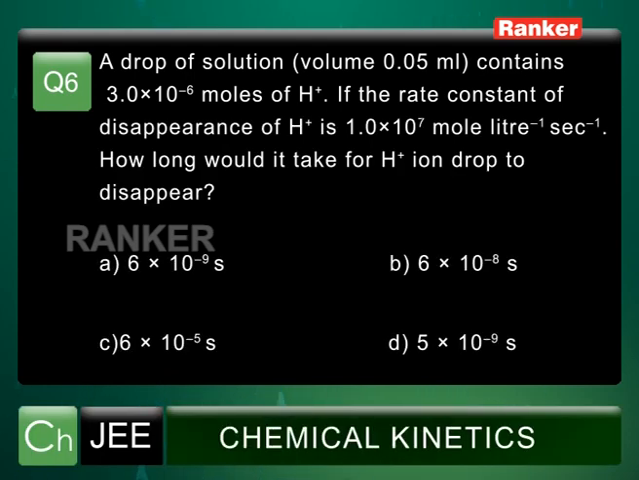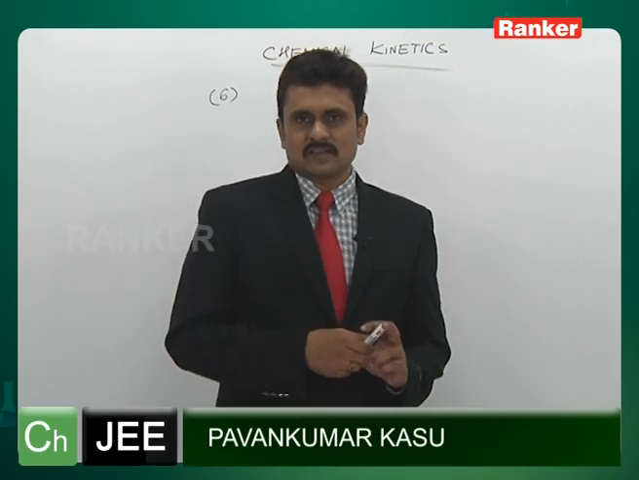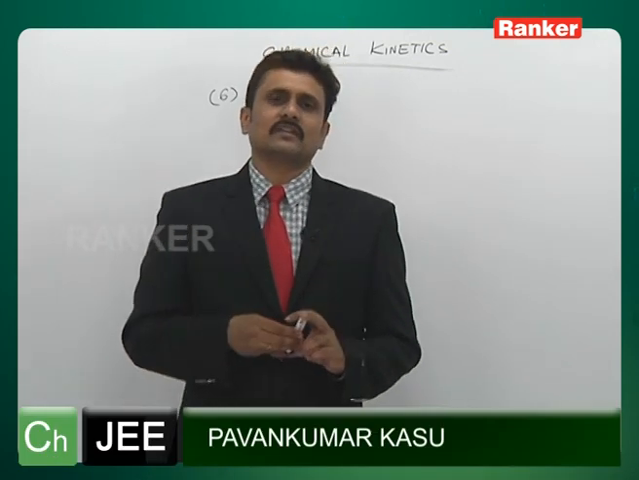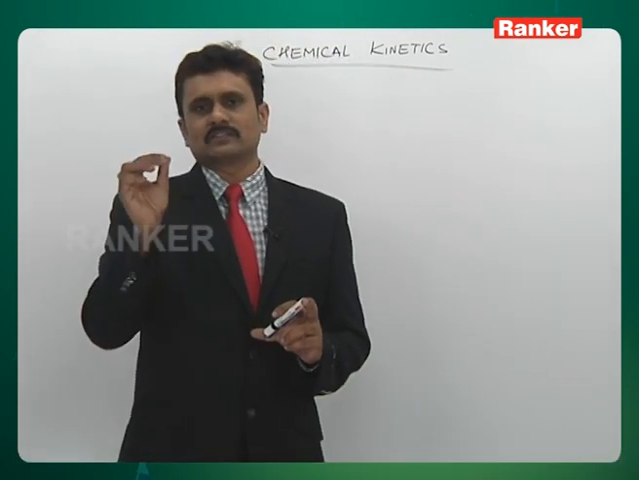We have a drop of solution whose volume is 0.05 ml, which contains 3 into 10 to the power minus 6 mole of H plus. If the rate constant of disappearance of H plus is 1 into 10 to the power 7 mole per liter per second, find how long it would take for the H plus ion drop to disappear. In this question, please do not use any kinetic equation to solve this. You can get the answer by looking at the units of K.